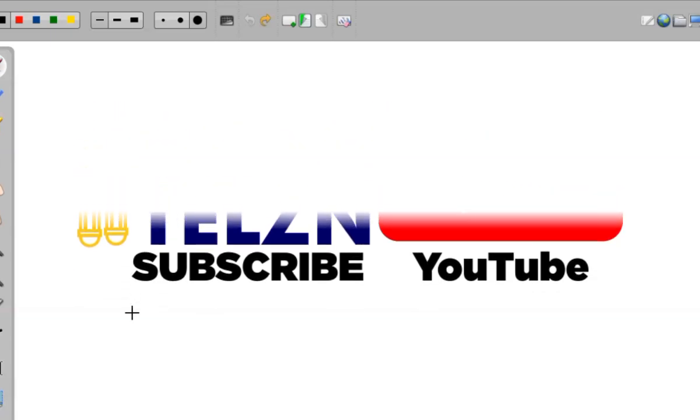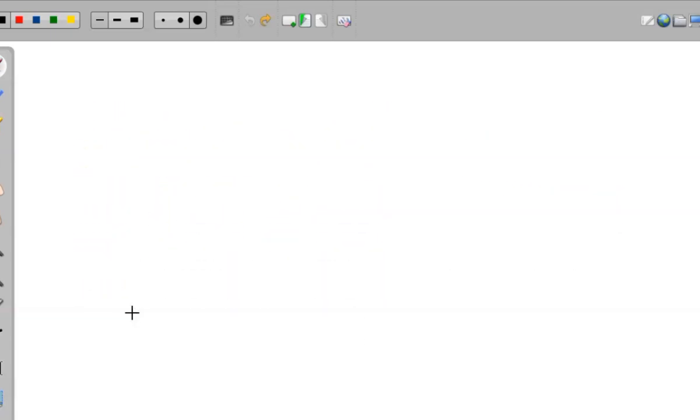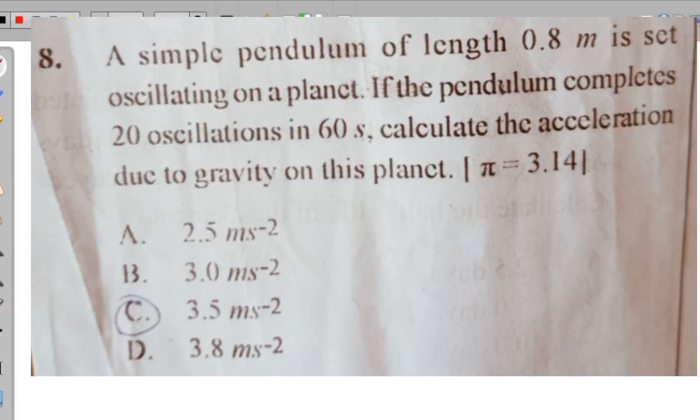Now we want to solve question number 8. Now question number 8 goes like this. A simple pendulum of length 0.8 meter is set oscillating on a planet. If the pendulum completes 20 oscillations in 60 seconds, calculate the acceleration due to gravity on this planet. Pi is given as 3.14.